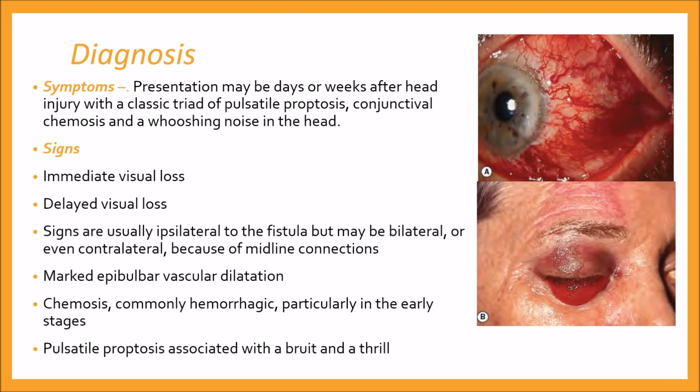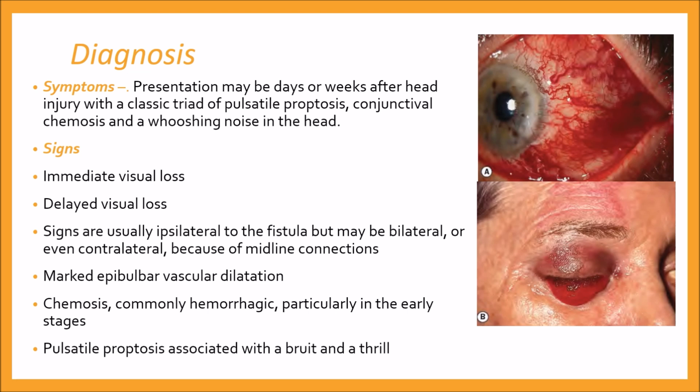Patient presents maybe days or weeks after head injury with a classical triad of pulsatile proptosis, conjunctival chemosis, and whooshing sound in their head. Immediate visual loss may be due to ocular or optic nerve damage at the time of head trauma. However, delayed visual loss may also occur as a result of exposure keratopathy, secondary glaucoma, central retinal vein occlusion, anterior segment ischemia or ischemic optic neuropathy.